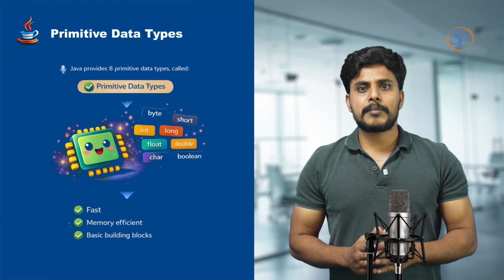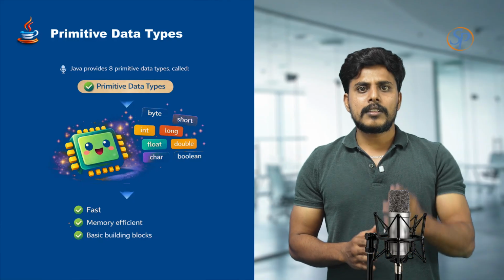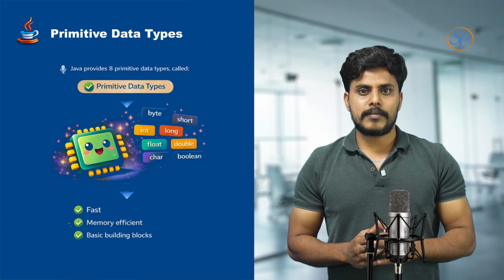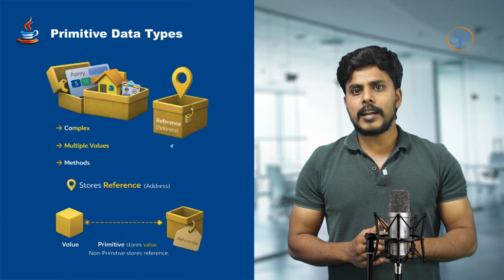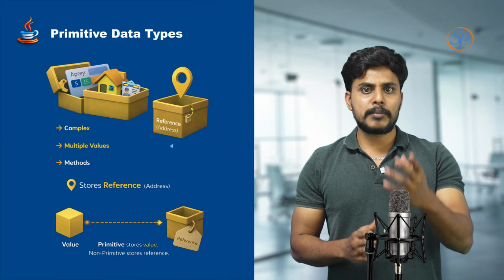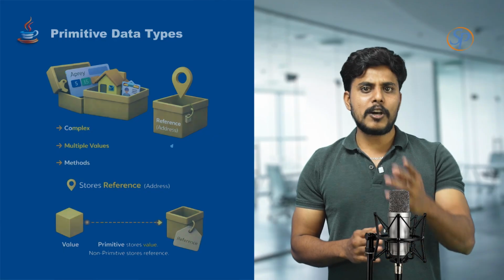In the previous video, we learned about primitive data types. These are basic data types like int, double, char, boolean. These store simple values. Now here is an important question. Can we store complex data like a name, a list of marks, or a student object using primitive data types? The answer is no.